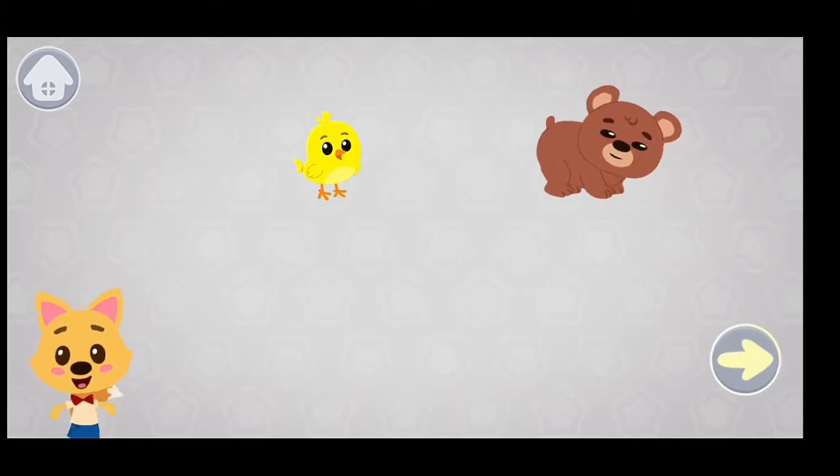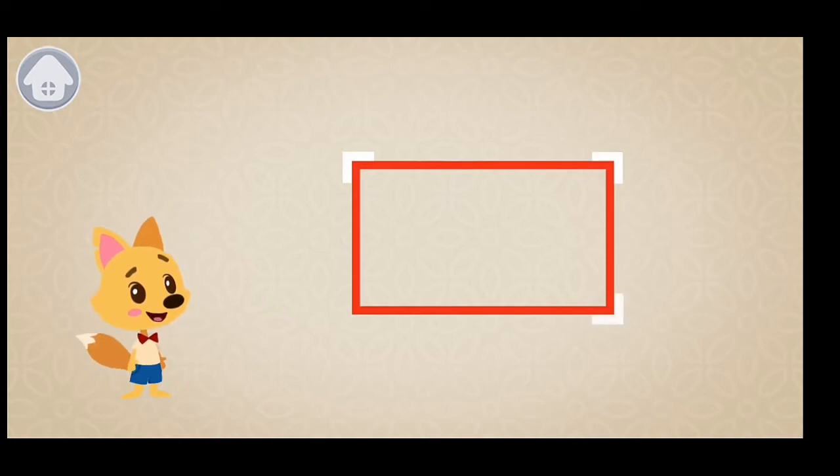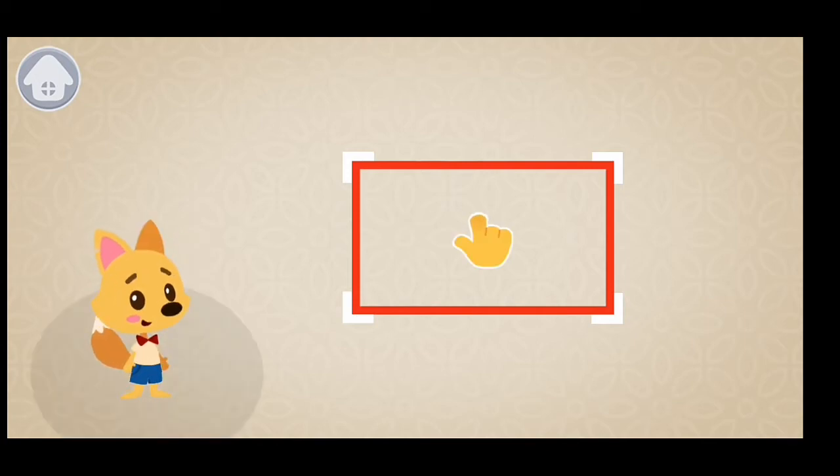Like this. This is a rectangle. It has four angles. 1, 2, 3, 4. The rectangle and the square are similar, but the rectangle can be higher or wider than the square. Tap on the rectangle. Got it.